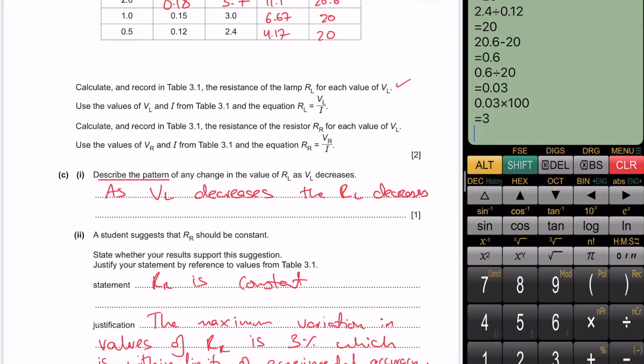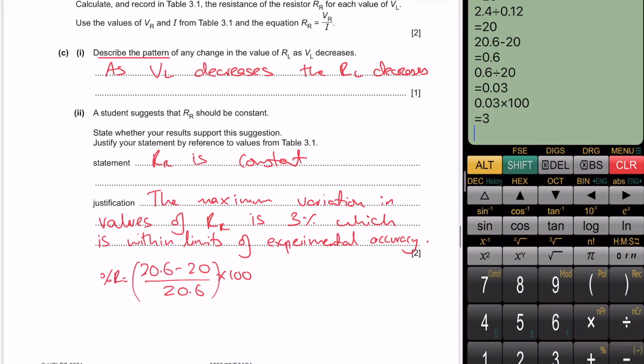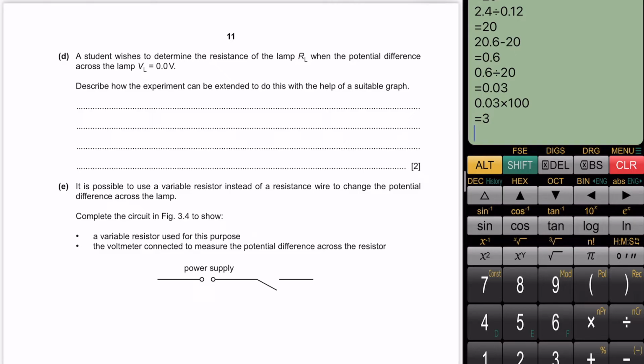You can show the working over here. 20.6 minus 20 divided by 20.6 into 100, that is the percentage variation in R. So this is how you can find the percentage variation. A student wishes to determine the resistance of the lamp RL when the potential difference across the lamp VL is 0. Describe how the experiment can be extended to do this with the help of a suitable graph.